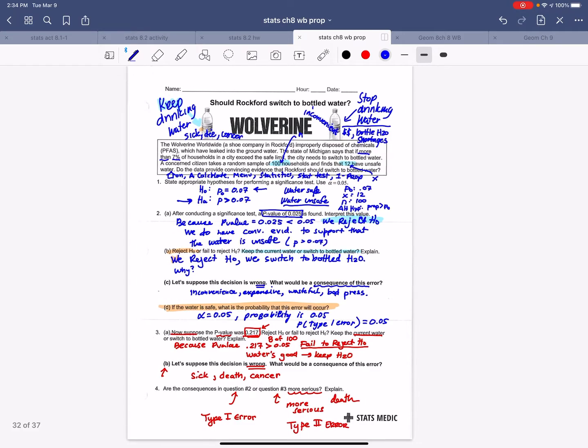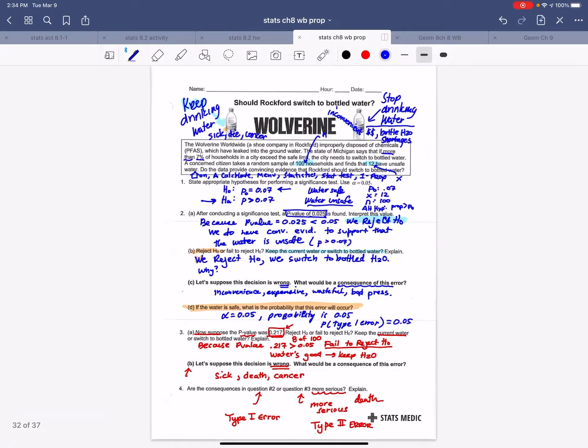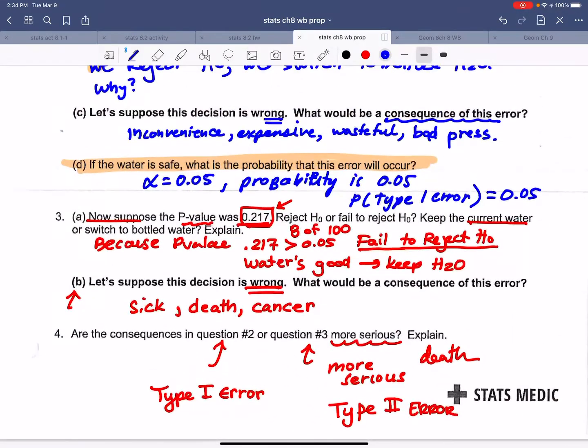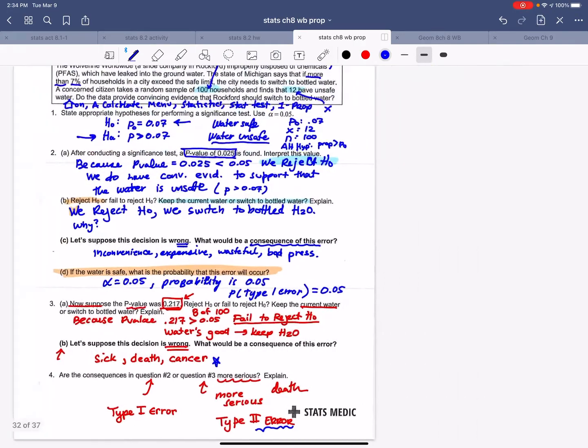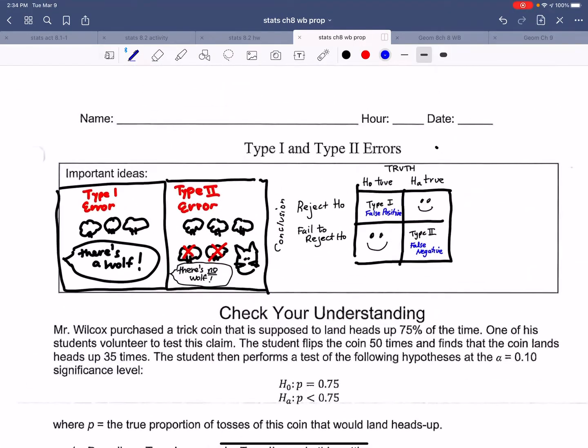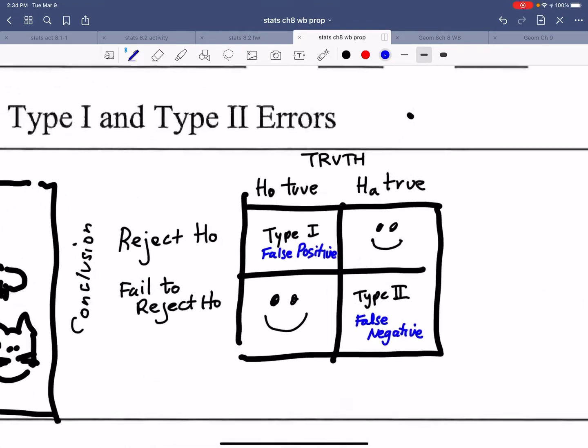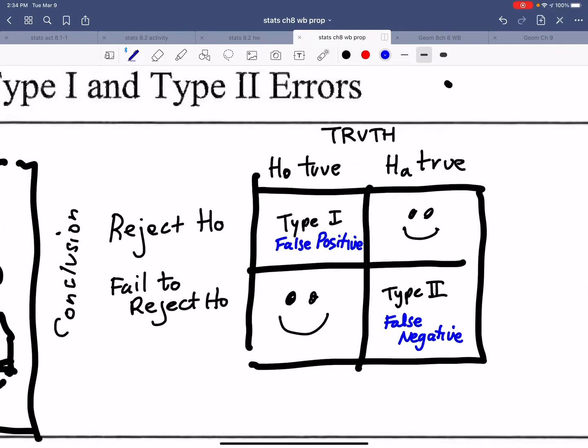So in our water example, we assessed that the type 2 error was quite a bit more serious. Death, sickness, cancer, there's a big stakes there. So our notes show a type 1 error and a type 2 error are different. We think about a type 1 error as a false positive.